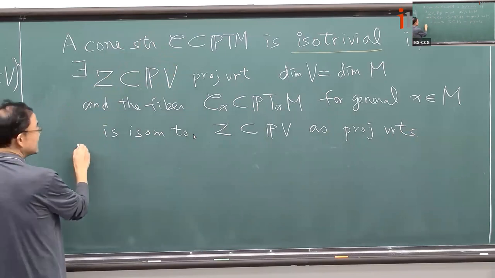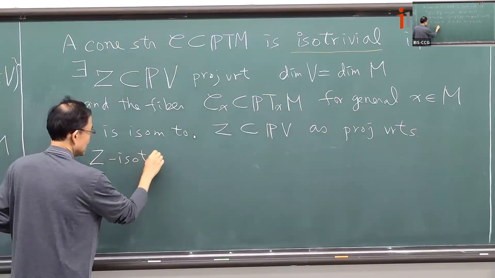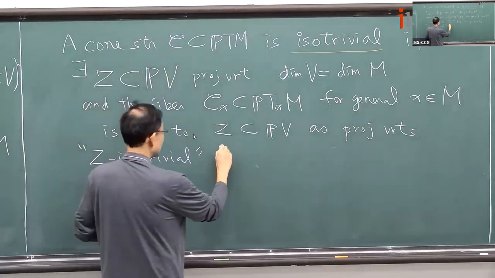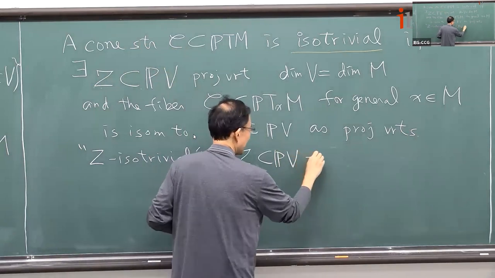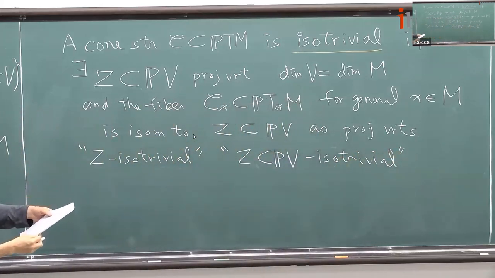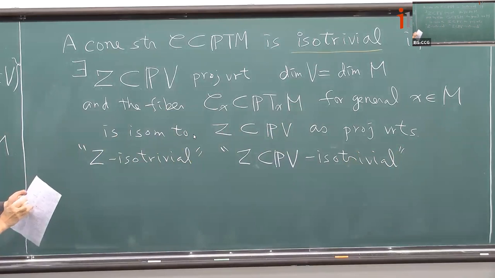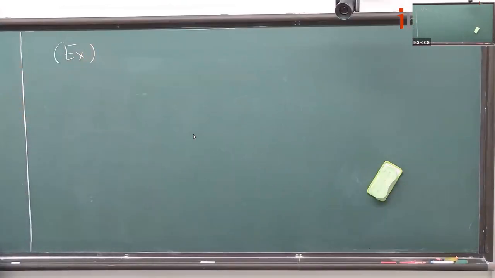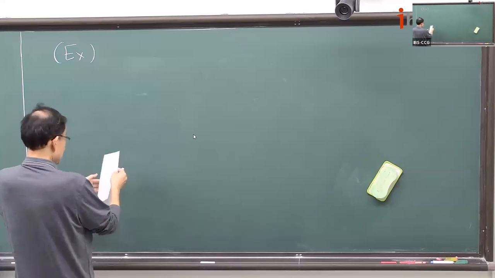Okay, and sometimes we say this as Z-isotrivial, to emphasize that the fiber is isomorphic to this Z, or sometimes even Z inclusion PV isotrivial. Okay, and then maybe at this point, it's already useful to give you some examples. Isotrivial cone structures are our main interest. Among cone structures, today we are mainly interested in isotrivial cone structures. So let me give some examples.